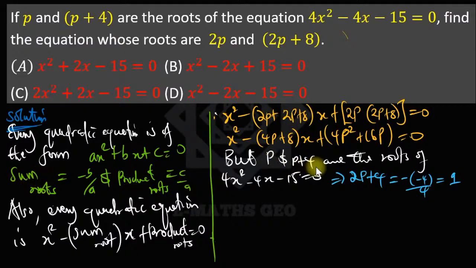That's using the sum of the roots. So since p and p plus 4 are the roots, their sum will be 2p plus 4, which is minus b over a. b is minus 4 and a is 4. And their product, which is p times p plus 4, which is p squared plus 4p, will be c over a, which is minus 15 over 4. So what do we do now? We'll come back to this. So we have 4p plus 8.